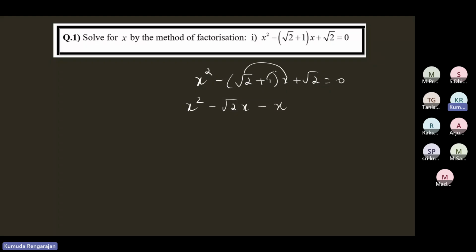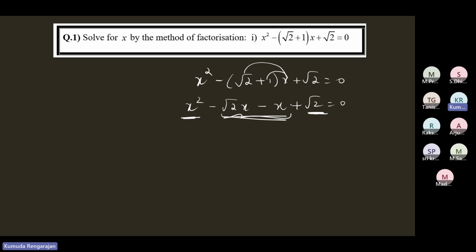Okay. So here you just have to open up the brackets. We have x square minus root 2 plus 1 of x plus root 2 is equal to 0. Simply open the bracket. What happens? x square minus root 2x minus x plus root 2 is equal to 0. So see here, we have one x square term, two x terms and one constant.